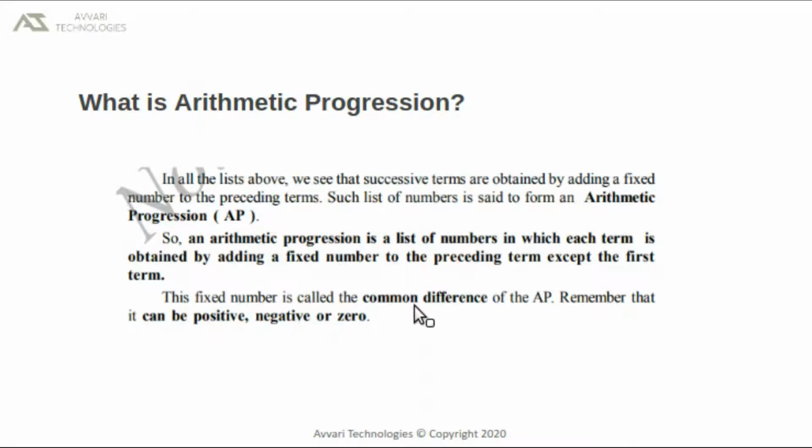The fixed number is called the common difference. In case of the example of Reena, the common difference is 500 rupees and the first term is 8000 rupees. Remember that the common difference could be positive, negative or 0.